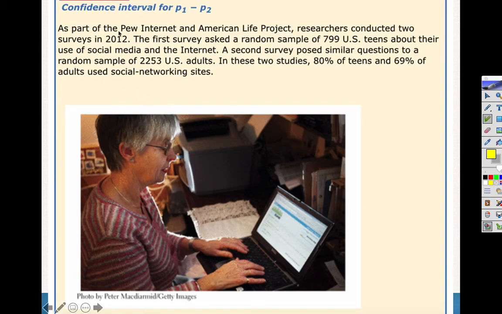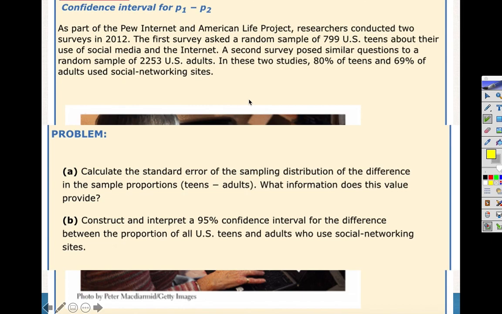As part of the Pew Internet and American Life Project, researchers conducted 2 surveys in 2012. The first survey asked a random sample of 799 US teens about their use of social media. A second asked 2253 US adults. We had 80% of teens use the internet and 69% of adults use social networking sites. All right. Obviously, these numbers have seriously changed, but we will press on.